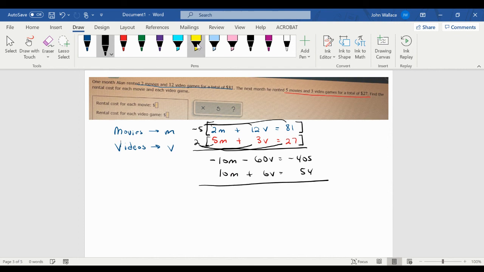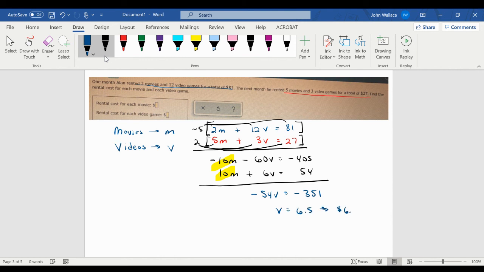Now, the whole point of doing this is to get the m terms to cancel. And -10m plus 10m becomes 0, and that leaves us with a single equation with one variable. So -60v plus 6v is -54v, and that's going to be equal to -351. Now, if we divide both sides by -54, that will give us v is equal to 6.5.